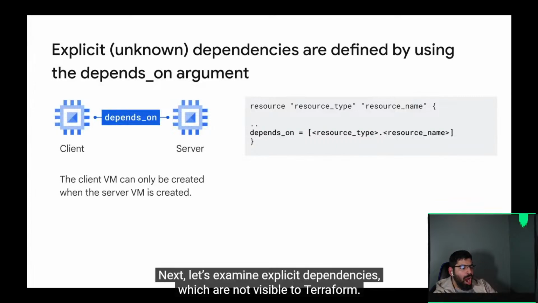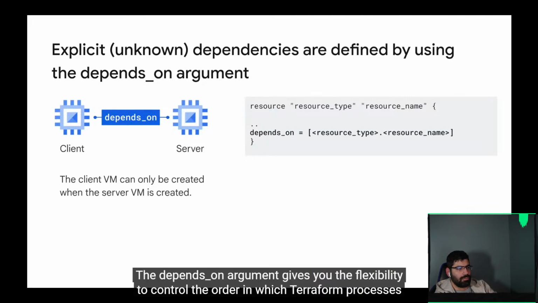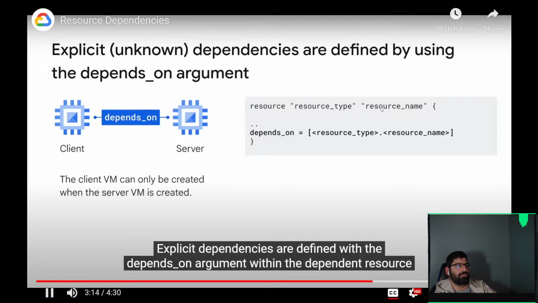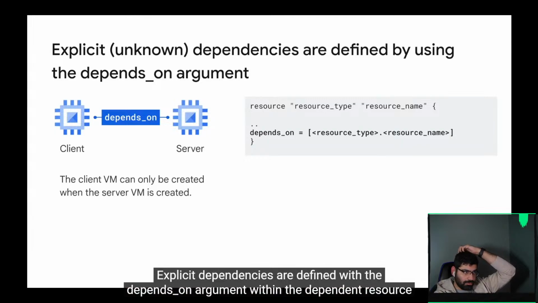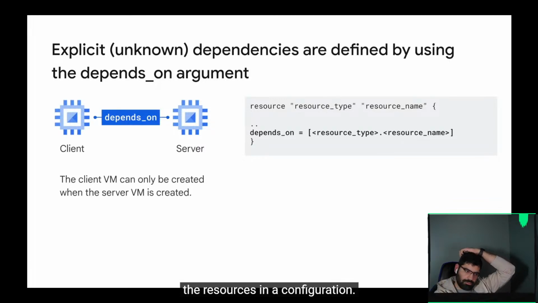Next, let's examine explicit dependencies, which are not visible to Terraform. Explicit dependencies are defined with the depends on argument within a dependent resource block. So these are what Terraform cannot tell. Two servers are related to each other. One database, because the instance depends on the database, something explicit like that. The depends on argument gives you the flexibility to control the order in which Terraform processes the resources in a configuration.